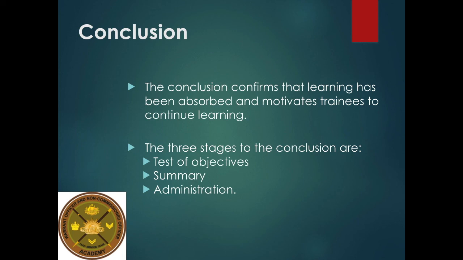Lastly, we look at the administration. First off, the instructor previews the next period of instruction. The instructor must nominate the time, location, instructor, and dress for the next lesson. Finally, the instructor dismisses the trainees under the direction of the senior ranking or duty student.